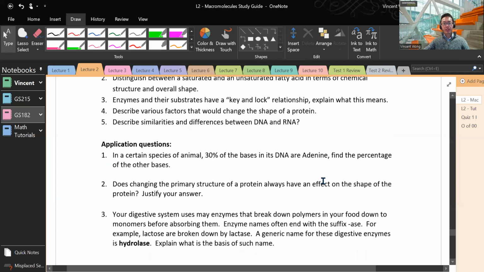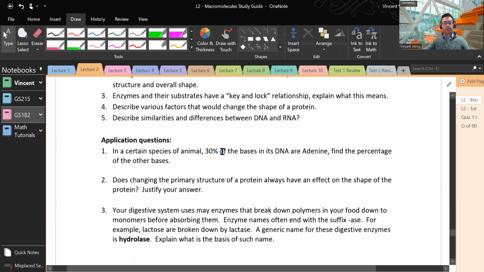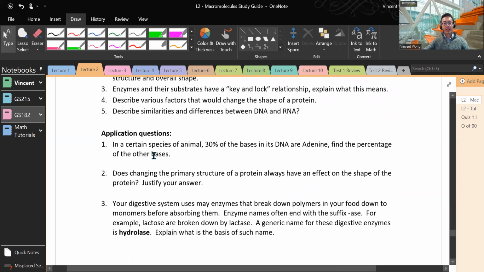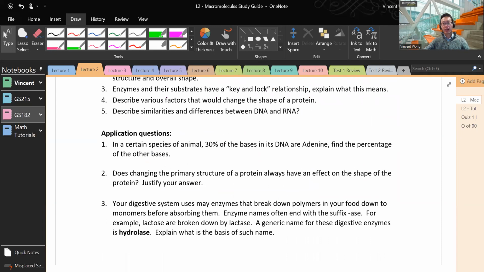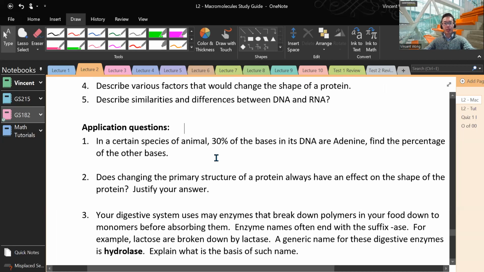Now, we don't have time to go through the long answers. I'll post the answer online afterwards, so you can take a look at them yourselves. But let's just go through some of these application questions. I am aware of the time, and I think you probably have another class in the afternoon, right? So if you have to go, feel free to go. You can watch the recordings afterwards. But if you want to stick around, feel free to do that as well.